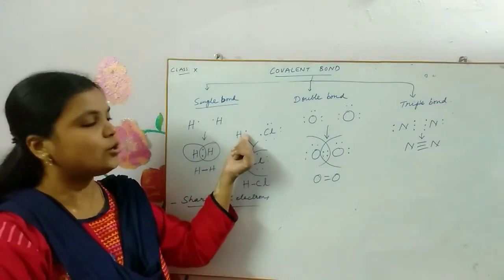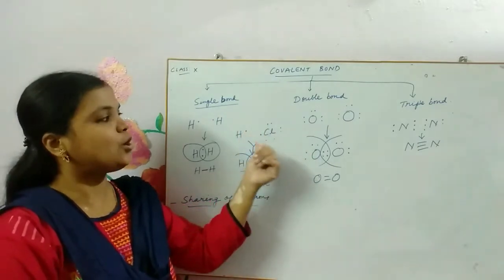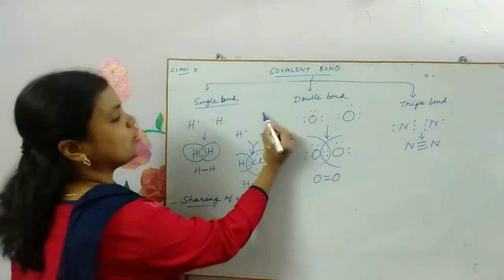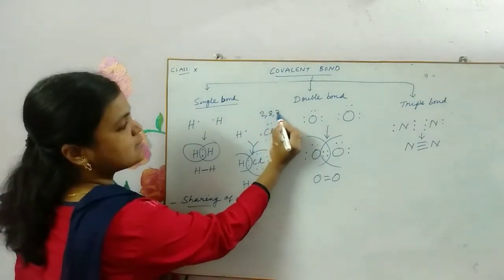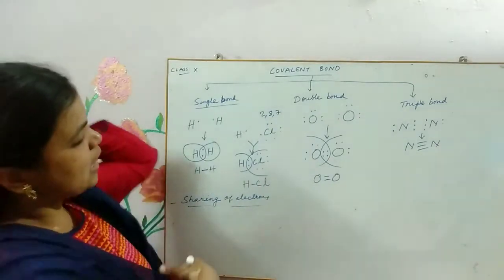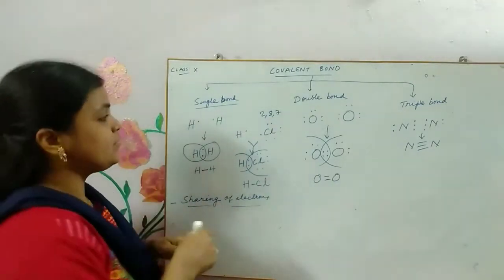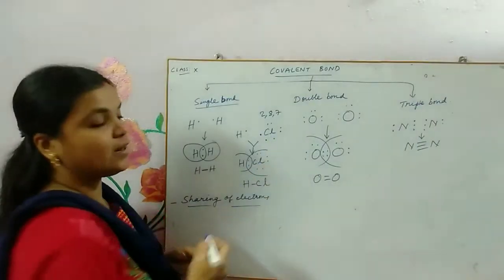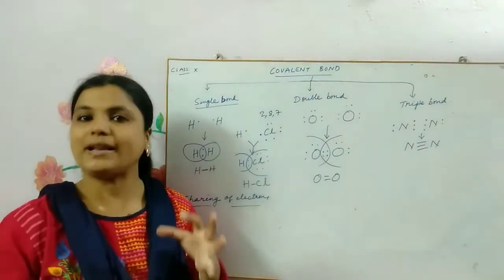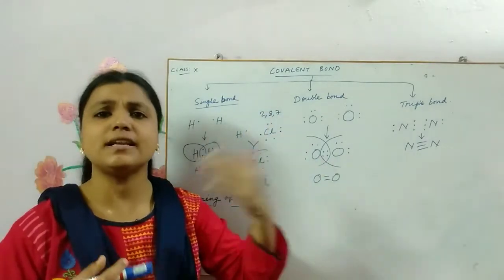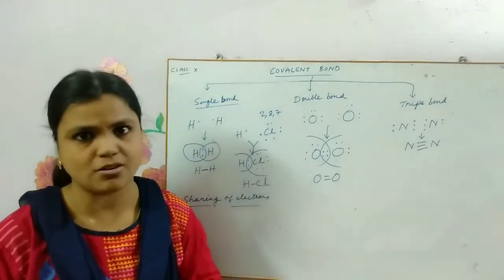Hydrogen has one electron in its outermost shell, and the electron dot representation of chlorine is in this way because the electronic configuration is 2, 8, 7. Right, children? So there are 7 electrons present in the outermost shell over here, like this. 1, 2, 3, 4, 5, 6 and 7. How many electrons does chlorine need in order to get stability? If it gets 1, it gets the nearest inert gas stable configuration, right?